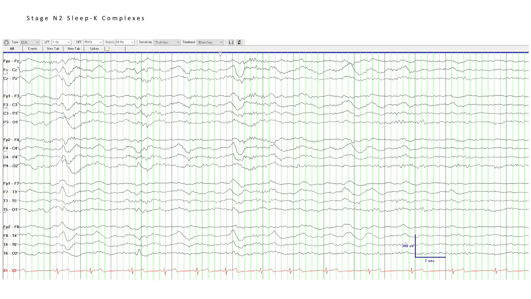Here's a bit more of a subtle example of a K complex. You see these waveforms here. These are less well-formed, but they're K complexes. And this may be an older patient who may not have such well-formed K complexes.